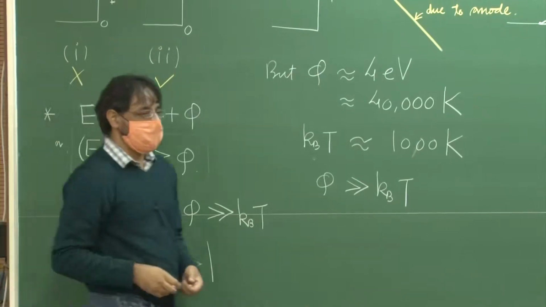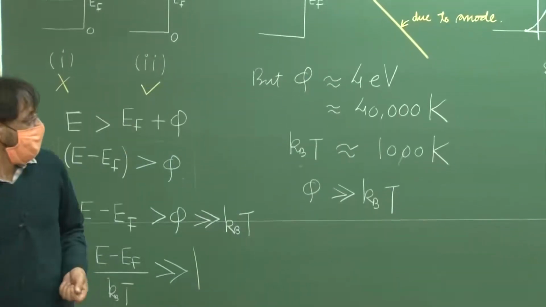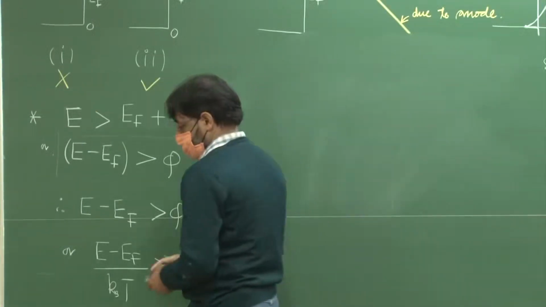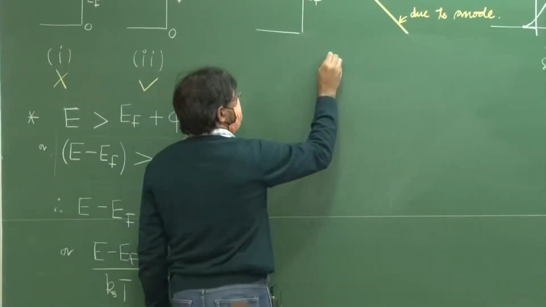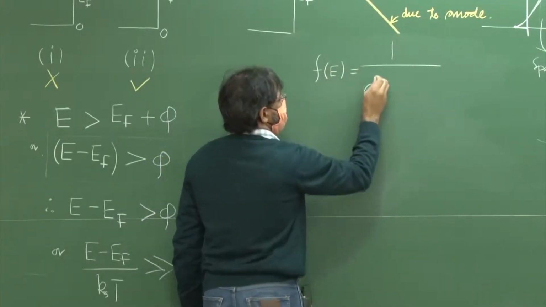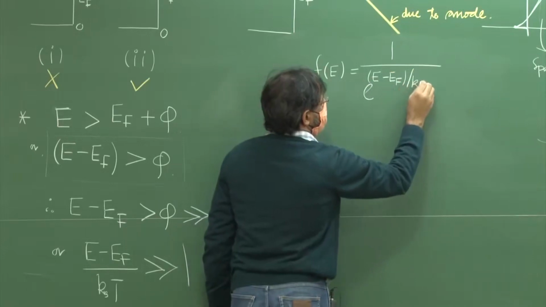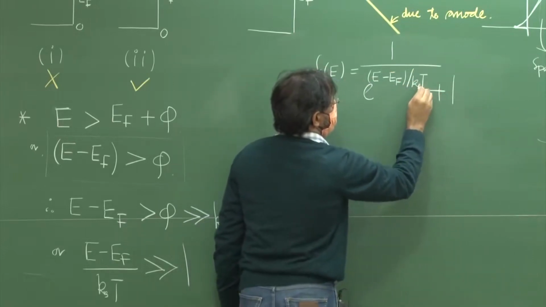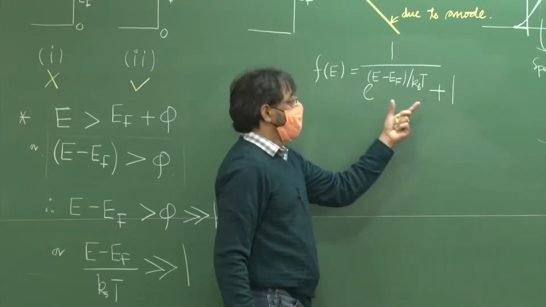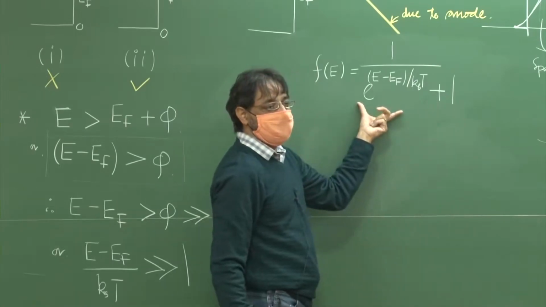And if that is the case, then what will happen to the Fermi function, the Fermi distribution function that decides the occupancies of electrons in various states? So you know that the Fermi function f of E is given by 1 over exponential of E minus EF by kBT, plus 1. So if this quantity is much greater than 1, then exponential of it will also be very large compared to 1. We can drop this 1 out from the denominator, because 1 is very small compared to the first term in the denominator. Is this clear?